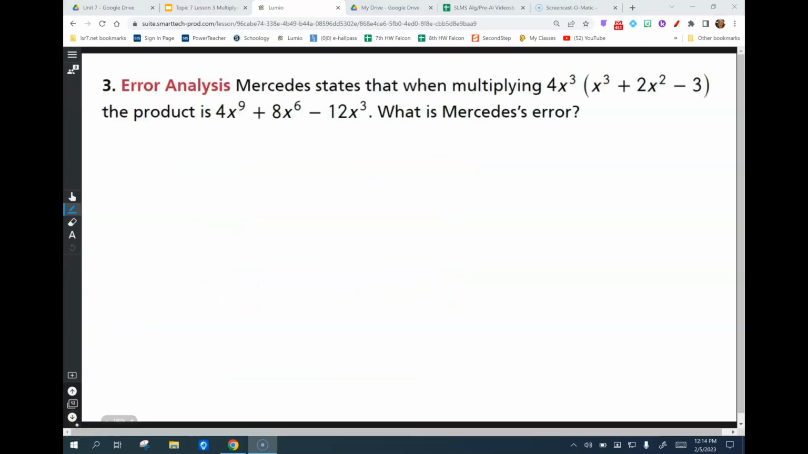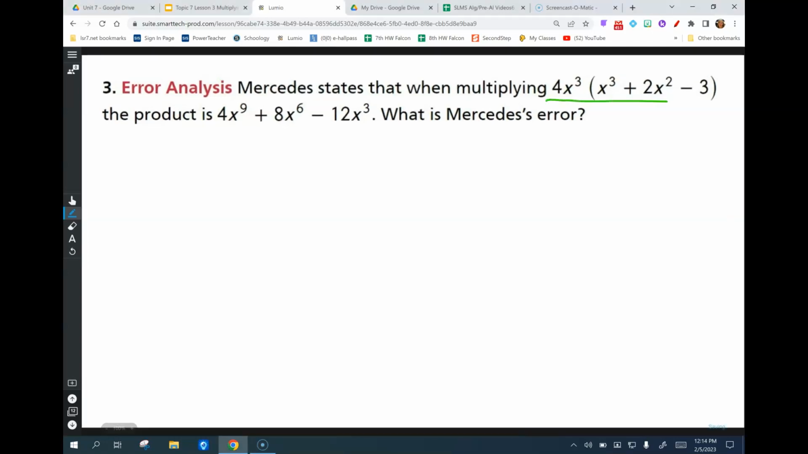We are now on page 144, looking at number 3. I'm just skipping over 1 and 2. Mercedes states that when multiplying this, the product is this. What is Mercedes' error? Whenever you're doing error analysis, they're asking you for the error, so do the problem yourself. Take this right here and multiply. That gives me 4x squared. When I multiply, I add my exponents. So 8 times x to the 5th minus 12x cubed. So I've done the problem.